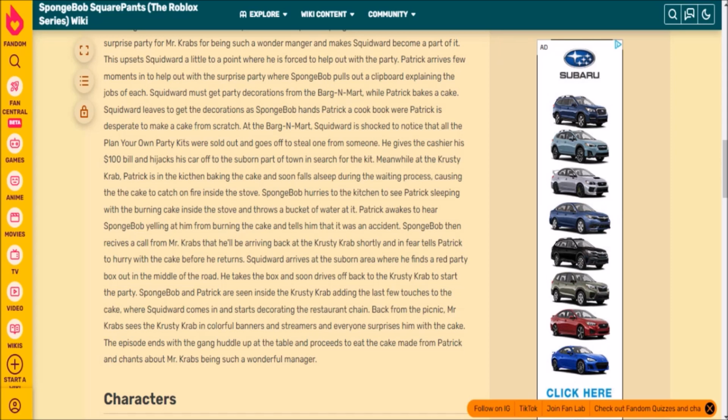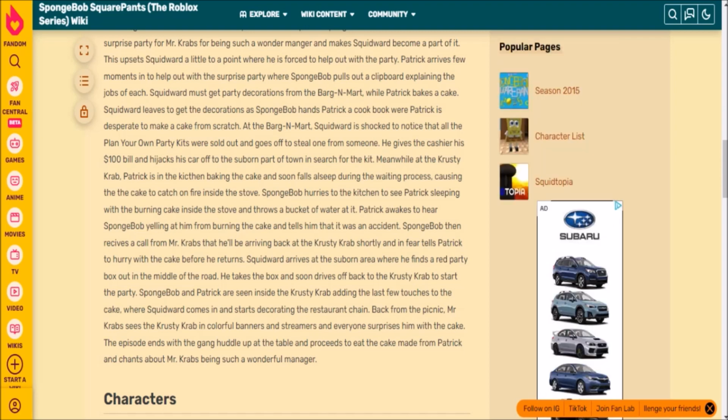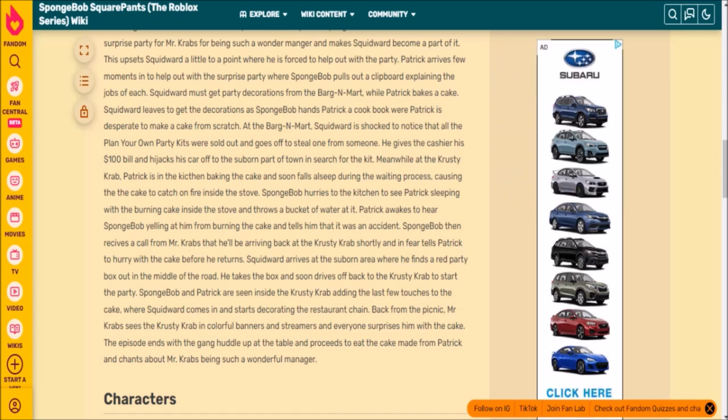SpongeBob hurries to the kitchen and sees Patrick sleeping with the burning cake inside the stove and throws a bucket of water at it. Patrick awakens to hear SpongeBob yelling at him for burning the cake and tells him that it was an accident. SpongeBob then receives a call from Mr. Krabs that he'll be arriving back at the Krusty Krab shortly, and in fear tells Patrick to hurry with the cake before he returns. Squidward arrives at the suburban area where he finds a red party box out in the middle of the road.